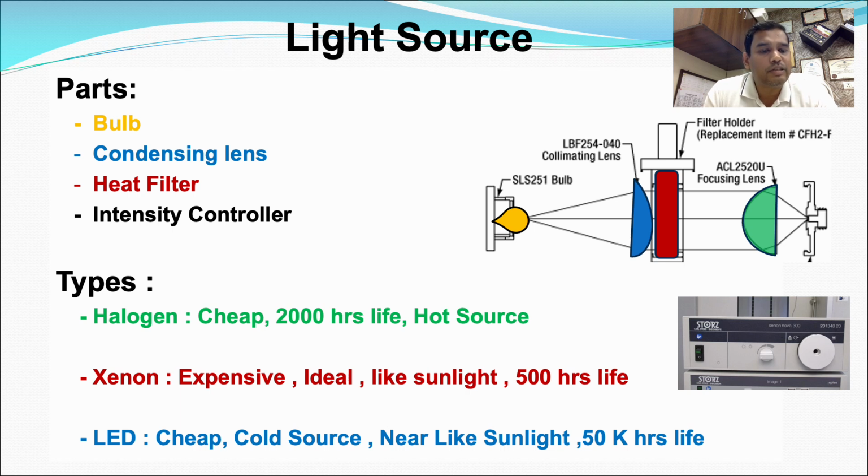Latest, we have an LED light source. It's the most commonly used light source. It's cheaper. It is a cold source of light. That means the heat generated over the tip is minimum. Word of caution: though it is a cold source, you should always avoid a contact of the tip of the telescope to some important delicate structure like bowel or any ureter or a CBD, because this is going to cause some amount of burn. It is near sunlight like light, and it has a very long life, that is 50,000 hours of life, so you don't have to change the bulb so frequently.